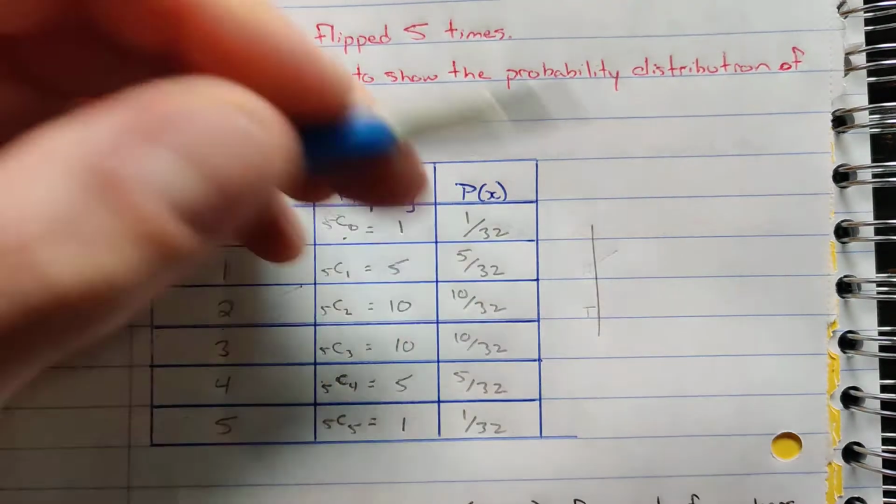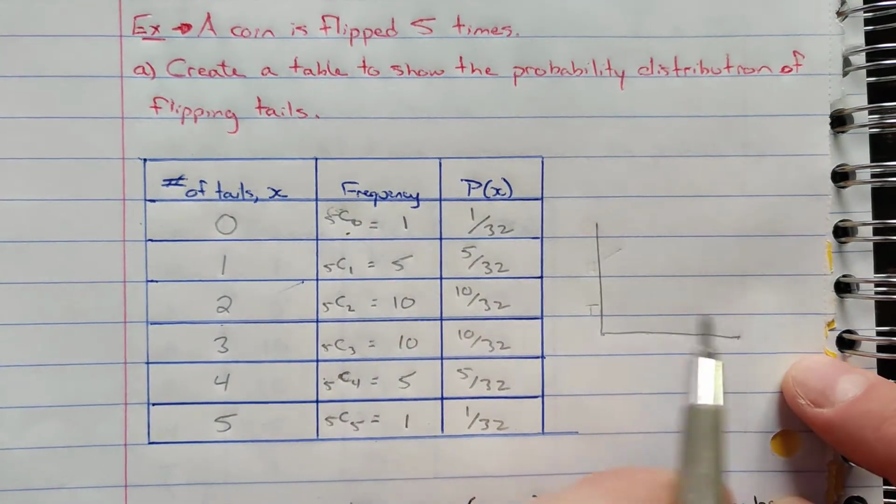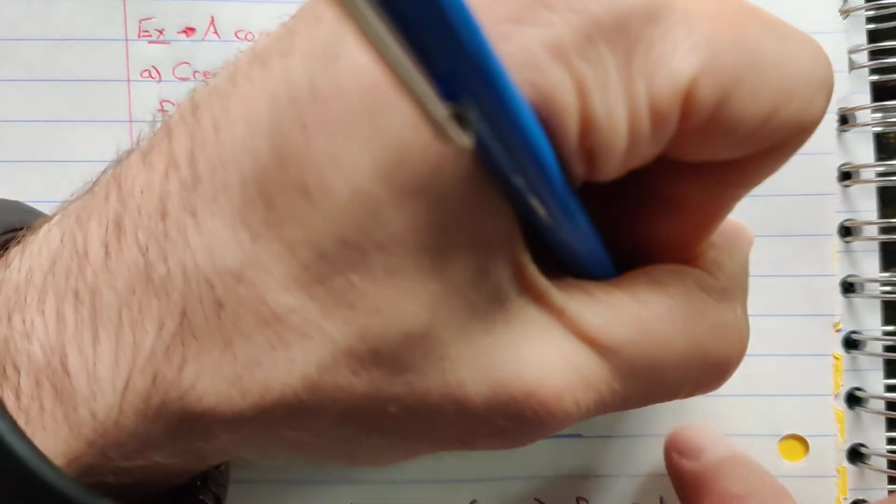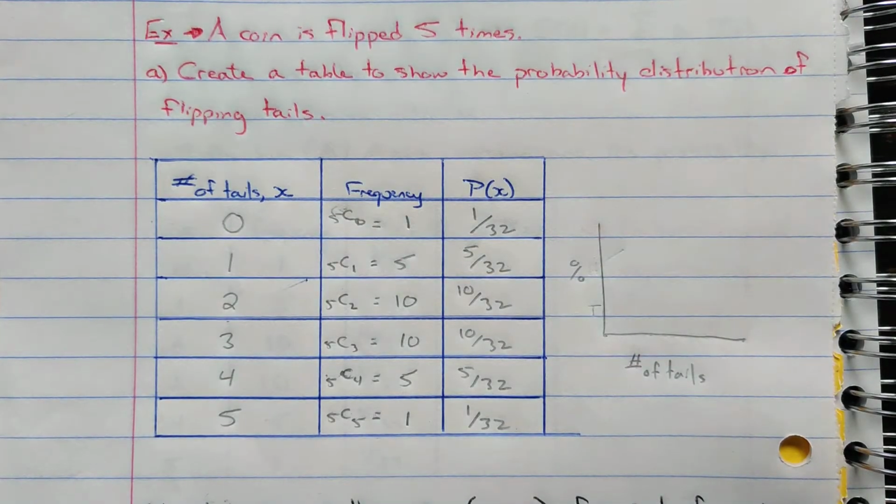We could make a graph, and I'll just do a quick little sketch here. And we could graph the probability versus the number of tails. And then we'd work these out into our percentages. Do note that if you add all those probabilities up, they do add up to 100% or 1, right? 1 plus 5 plus 10 plus 10 plus 5 plus 1 is going to give you a total of 32.